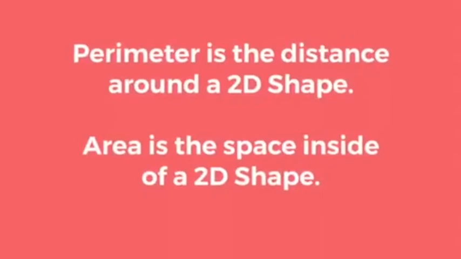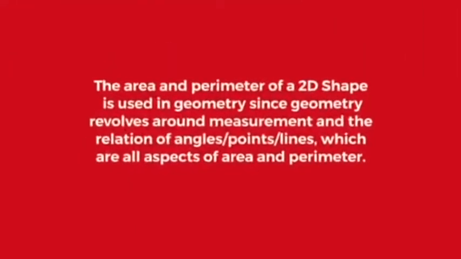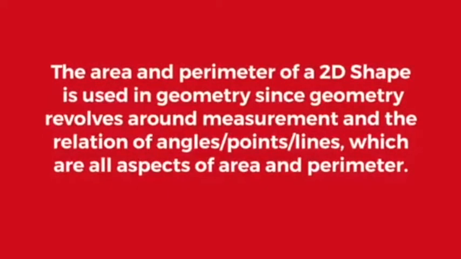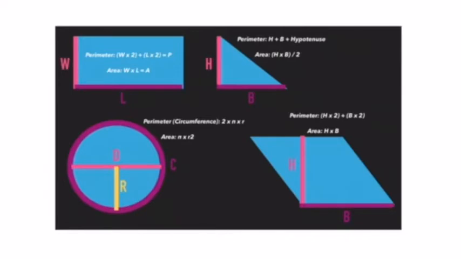Perimeter is the distance around a 2D shape. Area is the space inside of a 2D shape. The area and perimeter of a 2D shape is used in geometry since geometry revolves around measurement and the relation of angles, points, lines, which are all aspects of area and perimeter. Different shapes require different formulas to figure out the area and perimeter. The picture provided shows the formula for area and perimeter of common shapes which are used in architecture.